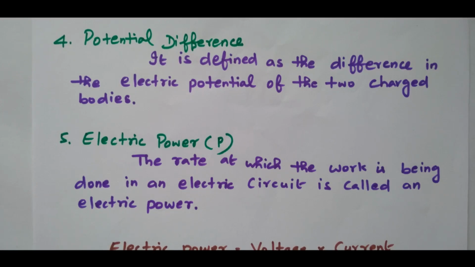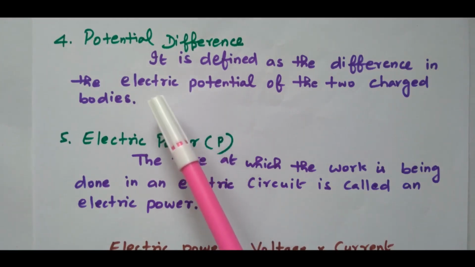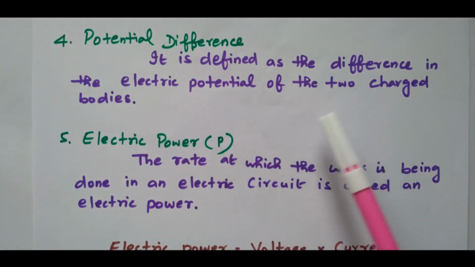Next we will see the potential difference. What is the potential difference? In one place the electrons are more, in another place electrons are less. So the difference in potential of two different bodies is nothing but a potential difference. In one place 100 electrons will be there, in another place 1000 electrons will be there. So there is a difference in potential, that is called a potential difference.